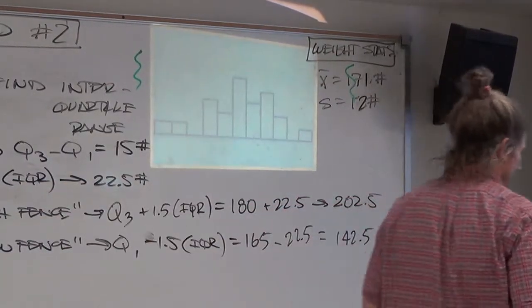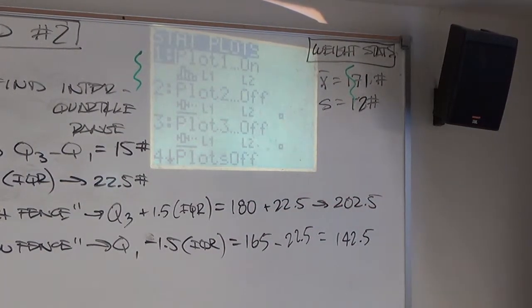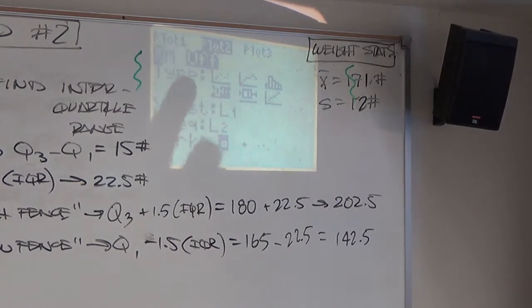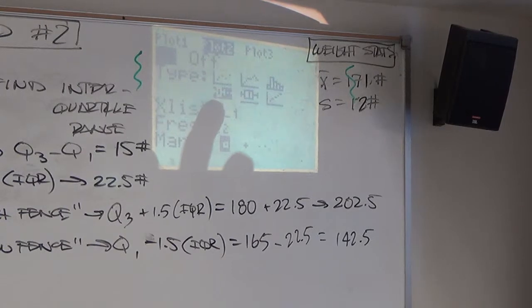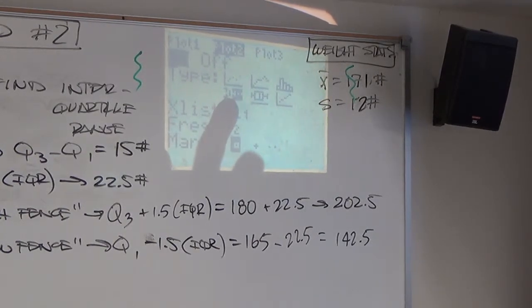Leave plot 1 on, but turn plot 2 on as well. And select this guy right here. He's your modified box plot.